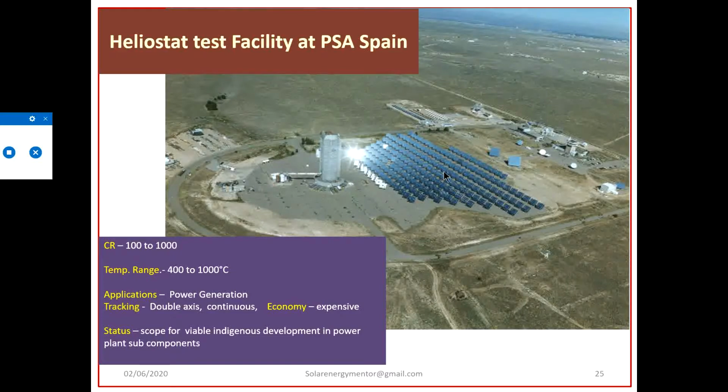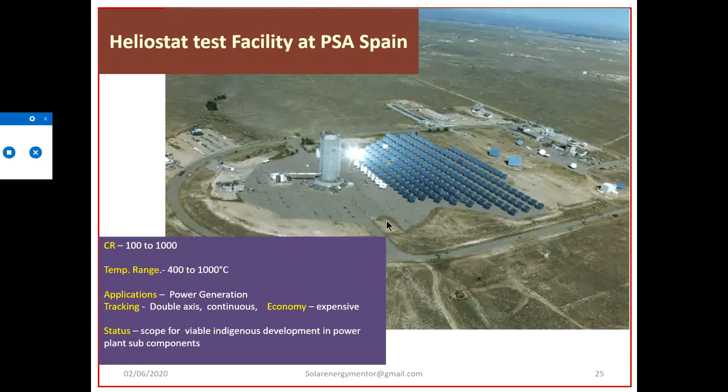Now this type of concentrating receiver system comes in very high concentration ratios from 100 to 1000. As the number of mirrors goes on increasing, the concentration ratio goes on increasing. So the temperatures obtained are also very high. The temperatures which have been obtained in these test or experimental heliostat facilities, or experimental central receiver systems, have been in the range of 400 to 1000 degrees Celsius.